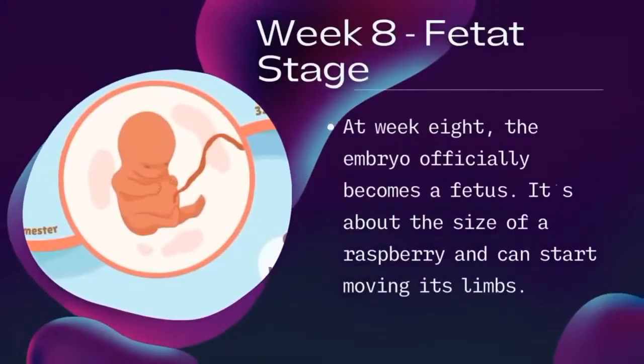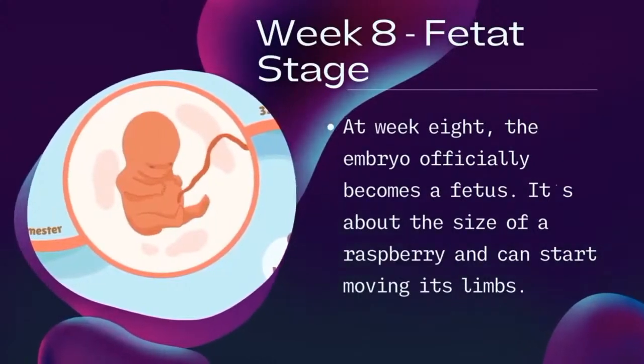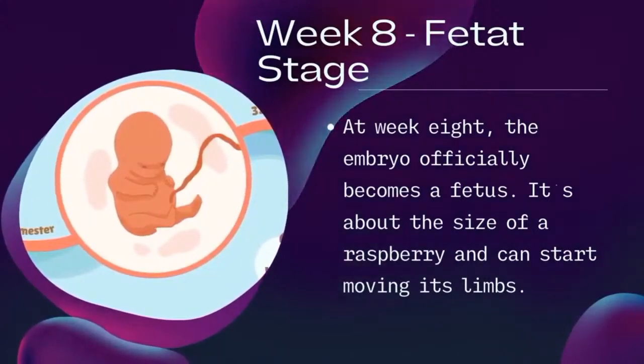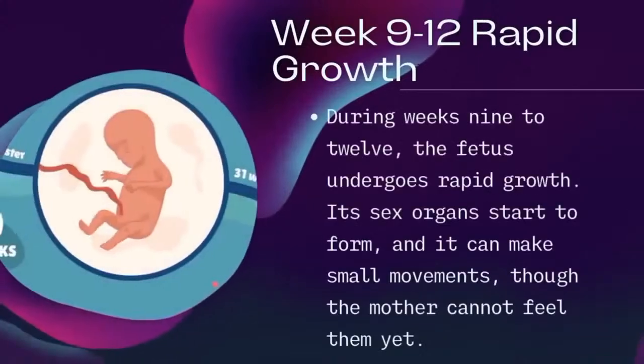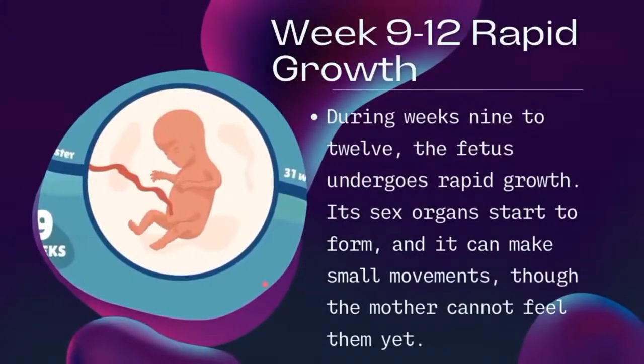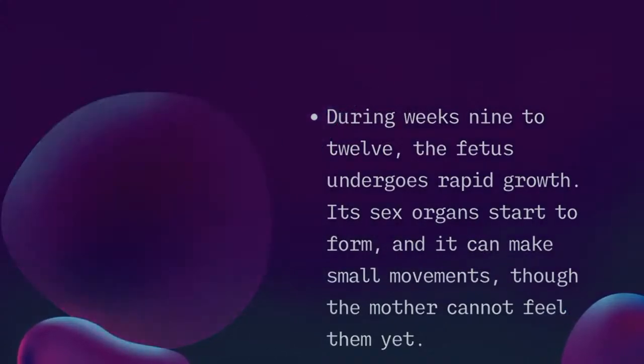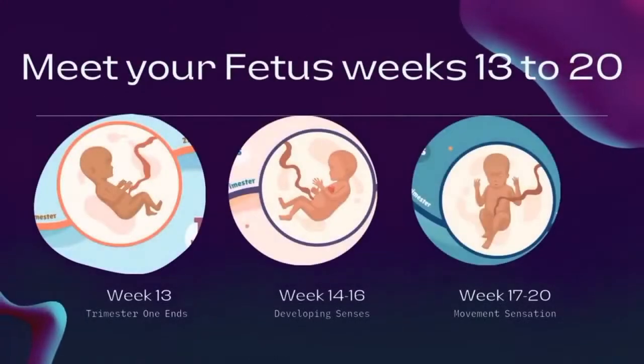Week 8, Fetal Stage. At week 8, the embryo officially becomes a fetus. It's about the size of a raspberry and can start moving its limbs. Week 9-12, Rapid Growth. During weeks 9 to 12, the fetus undergoes rapid growth. Its sex organs start to form, and it can make small movements, though the mother cannot feel them yet.